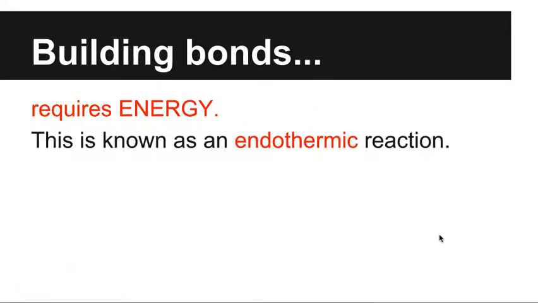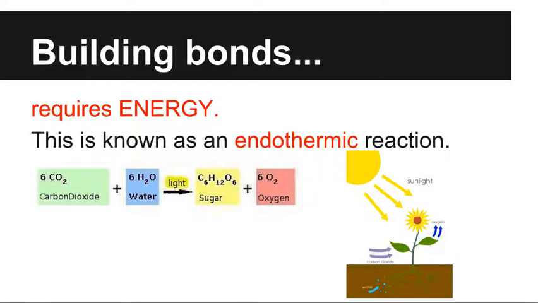When we build bonds, it requires energy. When you put more than one atom together, it requires energy. If you had chemistry before, or maybe you remember back to middle school, any reaction that requires energy is called an endothermic reaction. A great example of this is photosynthesis. We'll be learning about that more later, but look at this equation. It's pretty simple. You have carbon dioxide plus water, and you input light, which in this case is sunlight, and it makes sugar and oxygen.